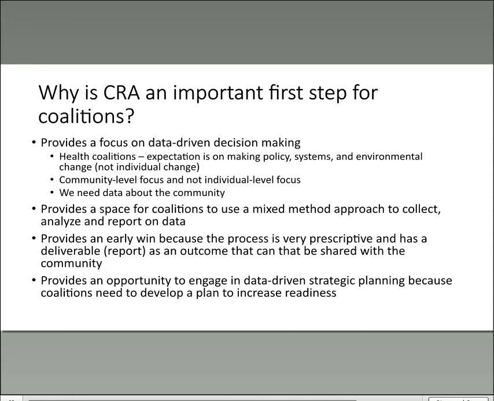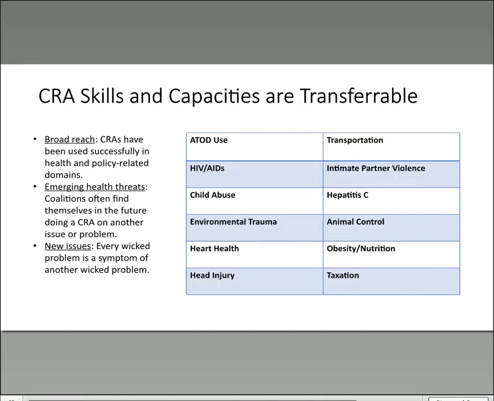The CRA is also going to provide space for your coalition to use the mixed methods approach to collect, analyze, and report on data, both numeric data and also qualitative data, or data that focuses on comments and statements by members. We've seen that a community readiness assessment can provide an early win because the process really is laid out very well. It's prescriptive. And it has a deliverable as an outcome, and that deliverable can be shared with your coalition and your community. And it's going to get you all engaged in a data-driven strategic planning process, because really, at the end of the assessment, you'll be working to develop a plan to build readiness in your community.